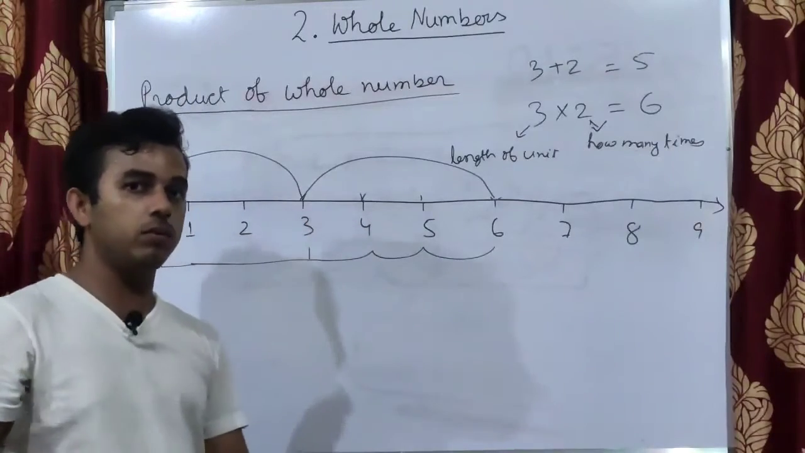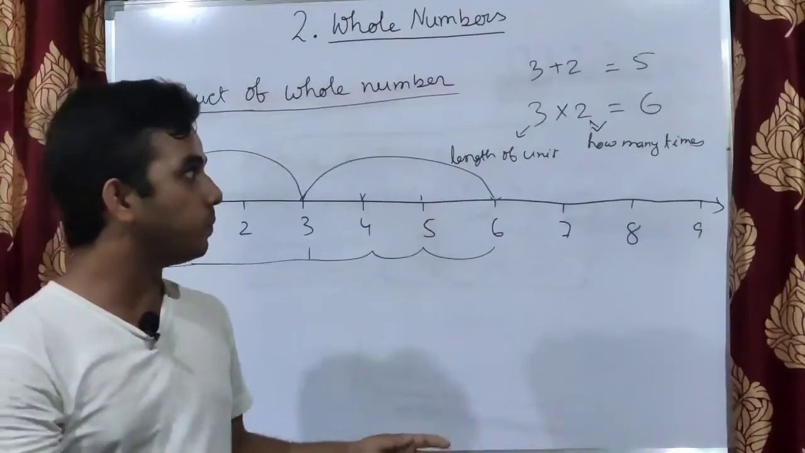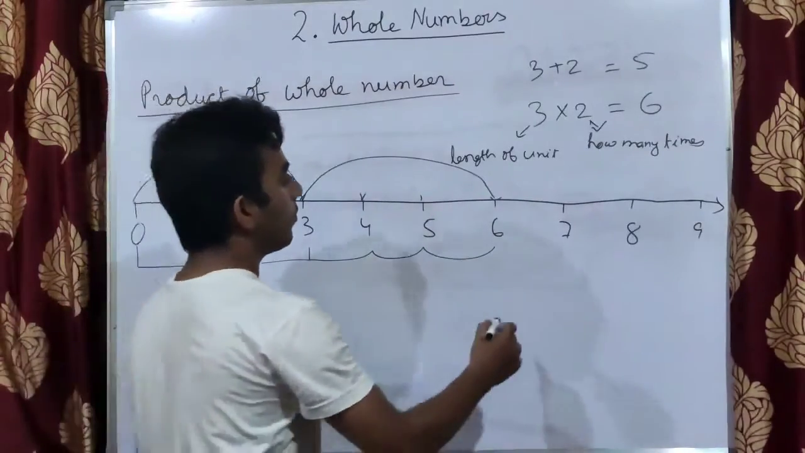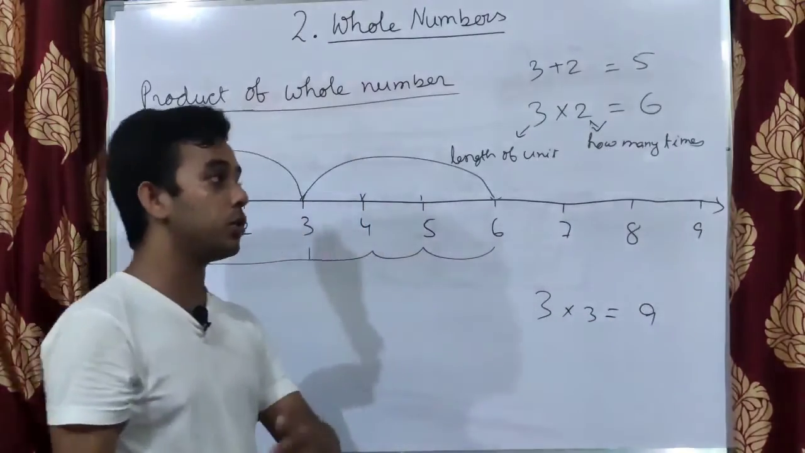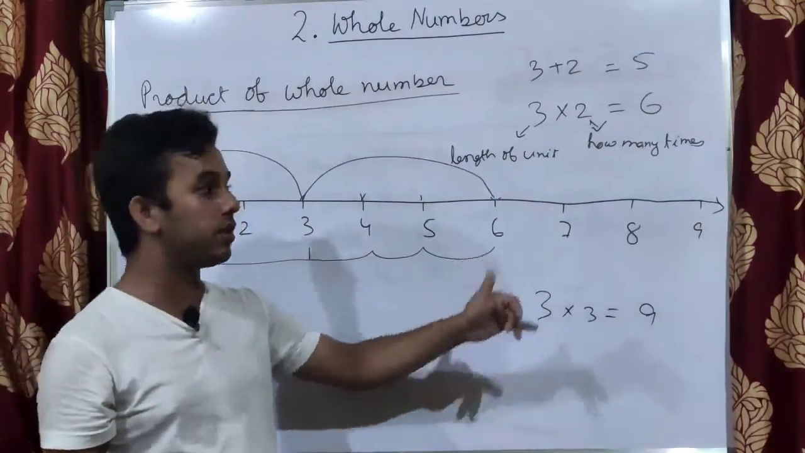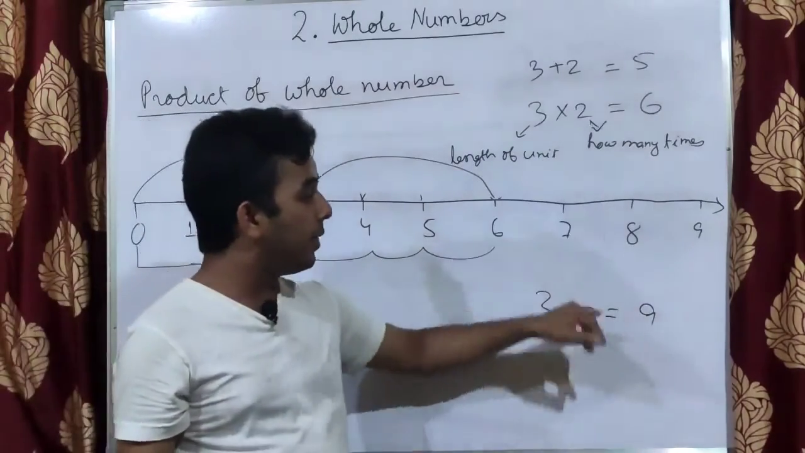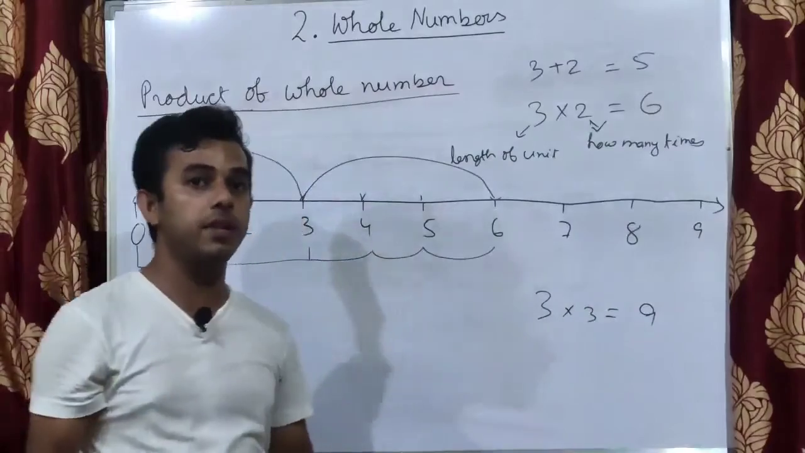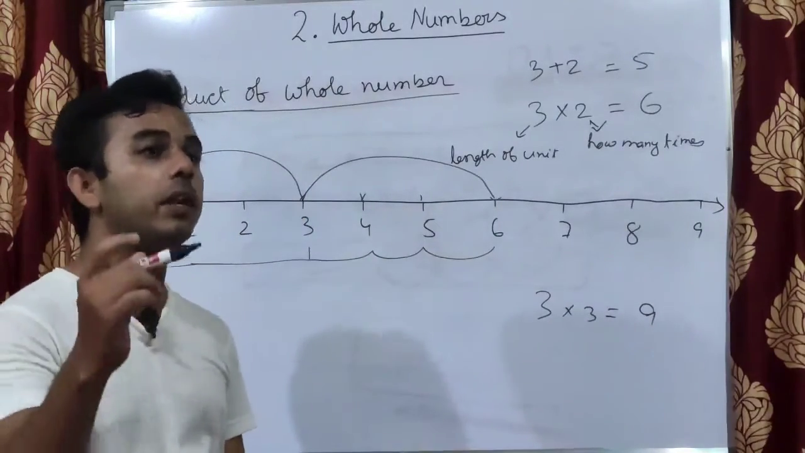Okay. Now let us take another example. 3 into 3. Suppose 3 into 3, how much? 3 into 3 is 9. So this 3 represents what? Length of unit. So the length of unit will be 3. And this 3 represents how many times? That is, in one jump we will cover 3 units.